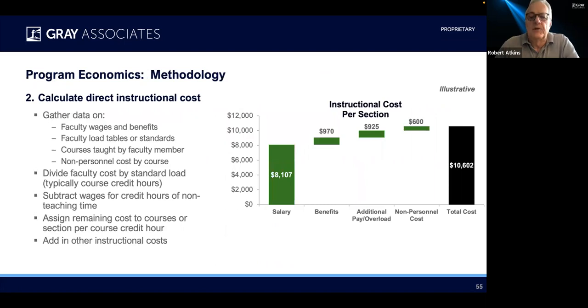Then you do a very similar thing to understand instructional costs. You look at the salary of your instructors, you look at the benefits, you add in any additional pay they may have, and then there may be some non-personnel costs associated with a given course. For example, a biolab is likely to have disposable items that are a variable cost of offering that program. Now, one of the challenges here is when you look at what faculty do, they don't just teach. So before you estimate the cost of teaching, you have to subtract out the cost of the faculty's time spent on other activities.